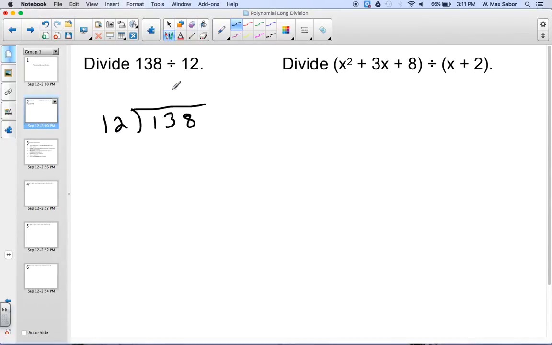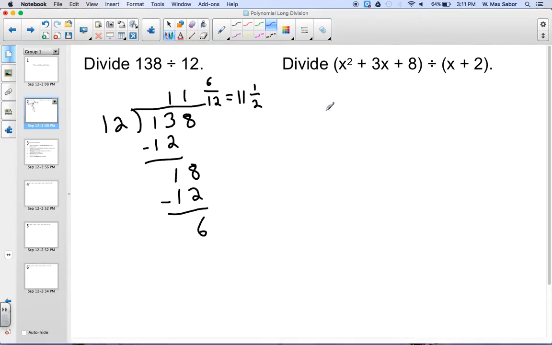So if we have 12, it divides into 13 one time. So we're saying, how many times does it go in? Then we do 1 times 12. Then we subtract those from 13, carry down the next term, and 12 goes into 18 one time. So 18 minus 12 is 6. So we have 11 with a remainder of 6. In other words, 6/12, which is the same thing as 11 and 1/2.